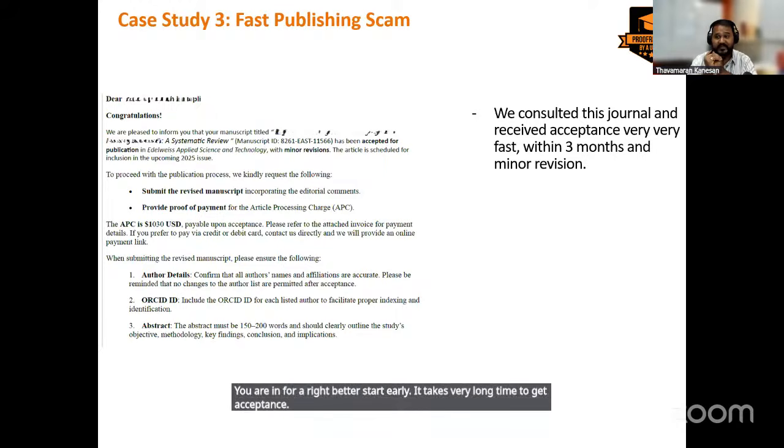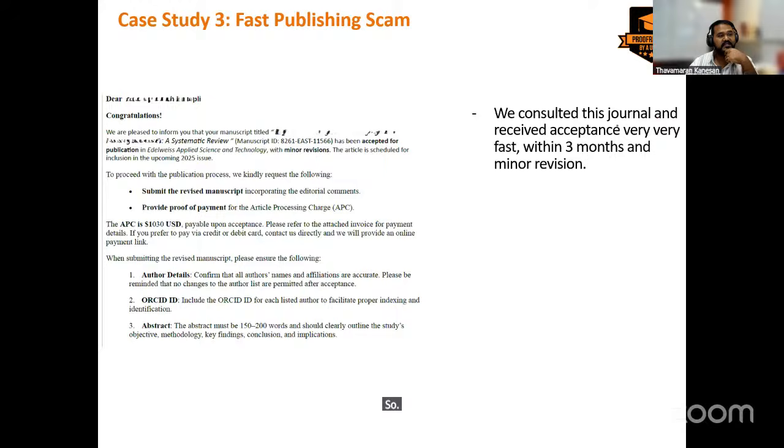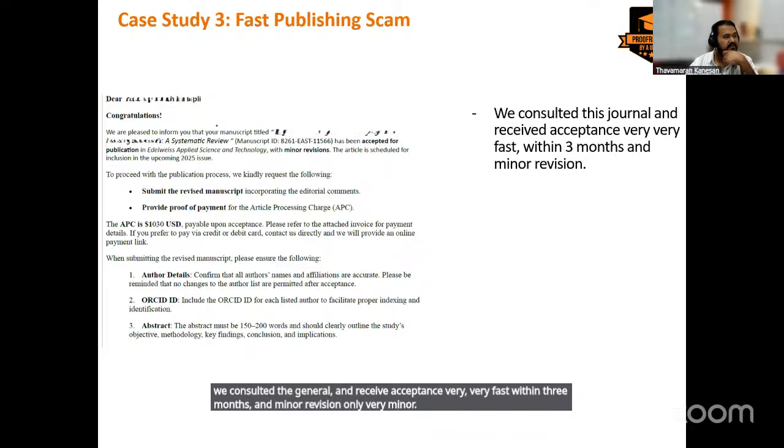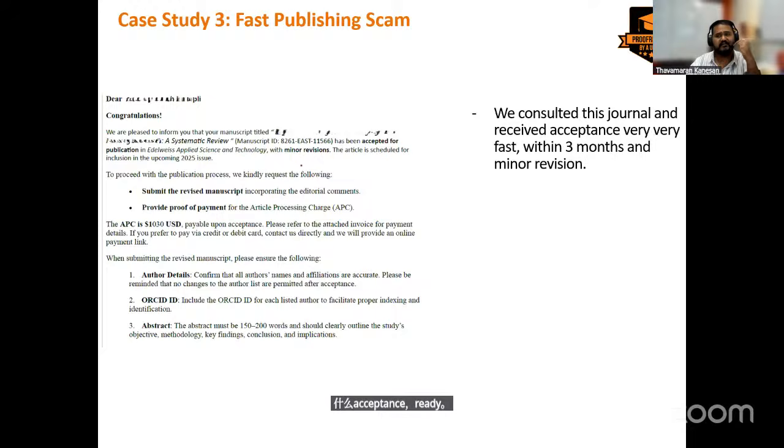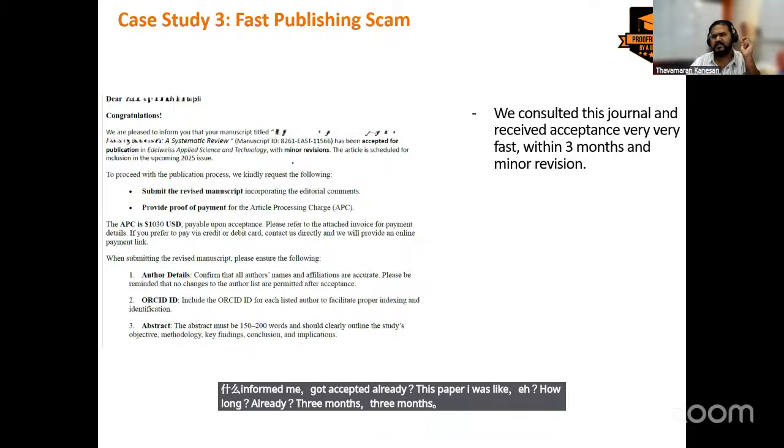This is another client of ours. A systematic review paper also, which we coached and consulted on. The paper got accepted within 3 months. Sounds good. Edelweiss Applied Science and Technology sounds like a very German kind of journal, right? We received acceptance very, very fast, within 3 months, with minor revision only. It says, we are pleased to inform you the manuscript has been accepted for publication with minor revisions. Within 3 months, no other review. Submit, pop, acceptance ready. Then my staff informed me this paper got accepted already. I was like, how long already? 3 months.